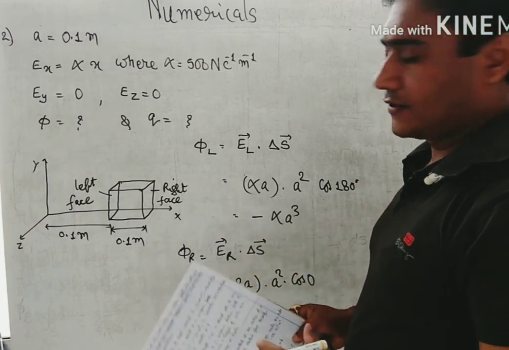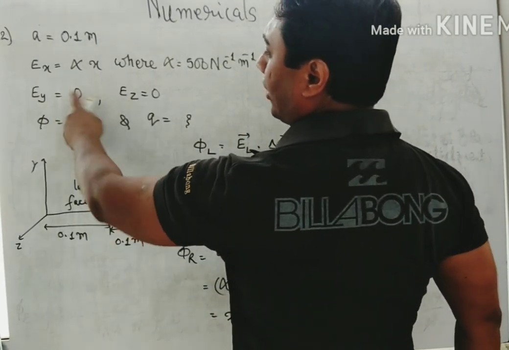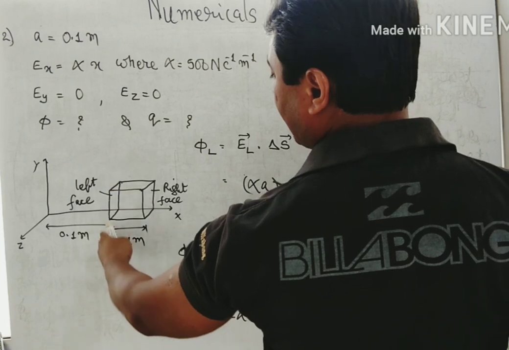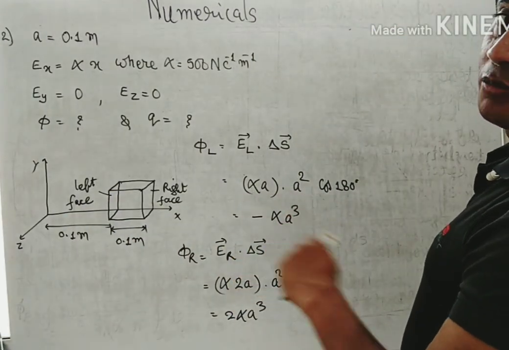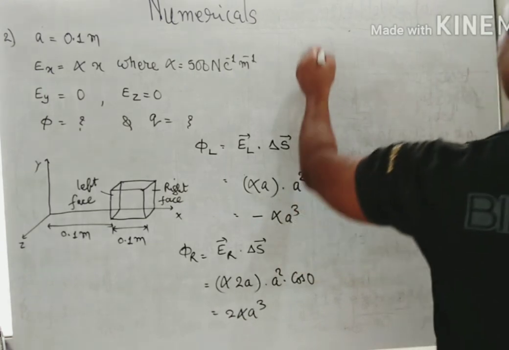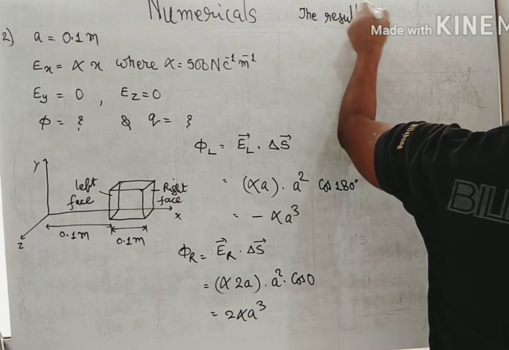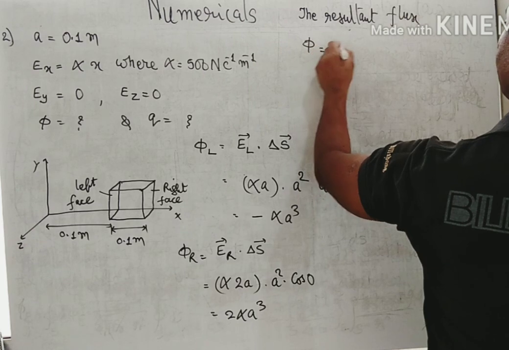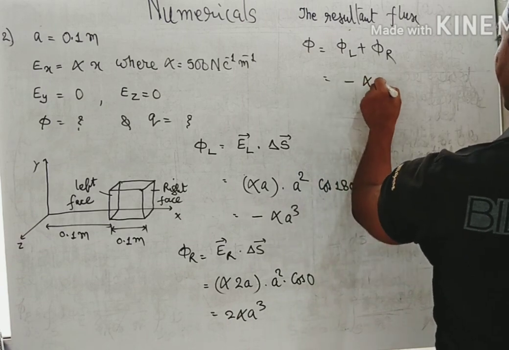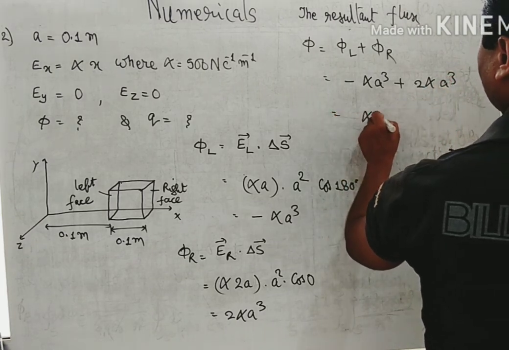Now to calculate the net flux, only these two faces will have a contribution, because the electric field along y and z is given to be 0. We only have the left and right faces, which are perpendicular to the x-axis. That means their area vector will be either parallel or anti-parallel to the x-axis. So the net or resultant flux phi equals phi L plus phi R. Placing the values: minus alpha A cube plus 2 alpha A cube. So we get only alpha A cube.